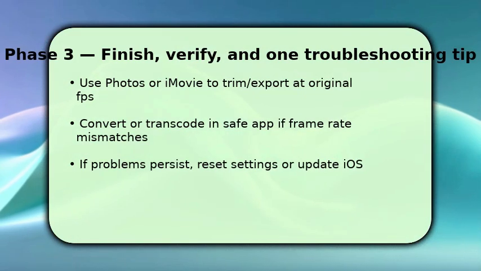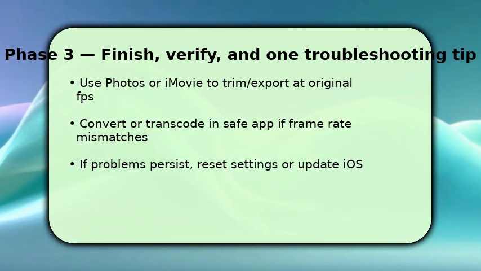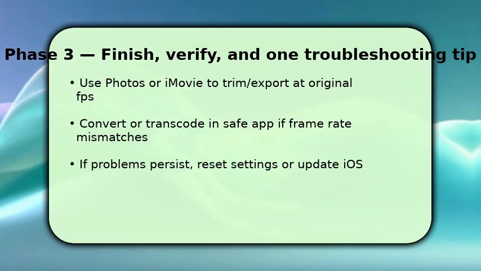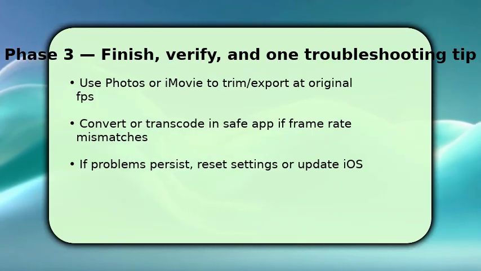Finish by exporting correctly. Trim in Photos or iMovie and export using the original FPS to preserve smoothness. If playback is choppy, transcode in a trusted app to a consistent frame rate. Mismatched FPS can cause perceived slowness.